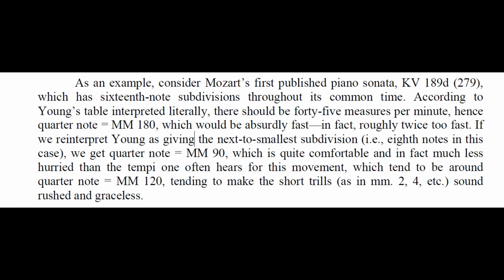If we reinterpret Young as giving the next to the smallest subdivision, meaning eighth notes in this case, we get quarter note 90, which is quite comfortable and in fact much less hurried than the tempi one often hears for this movement. Pesek's intuitive solution is nice to read, as it is nothing else than our WBMP solution.